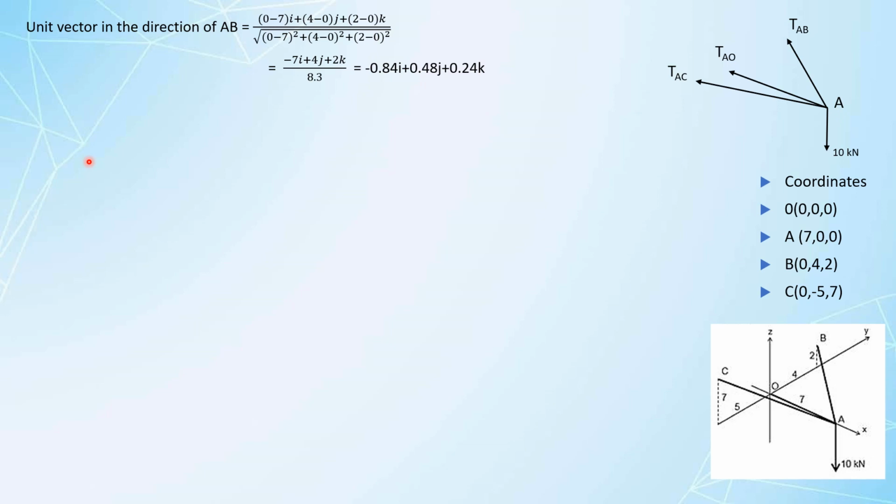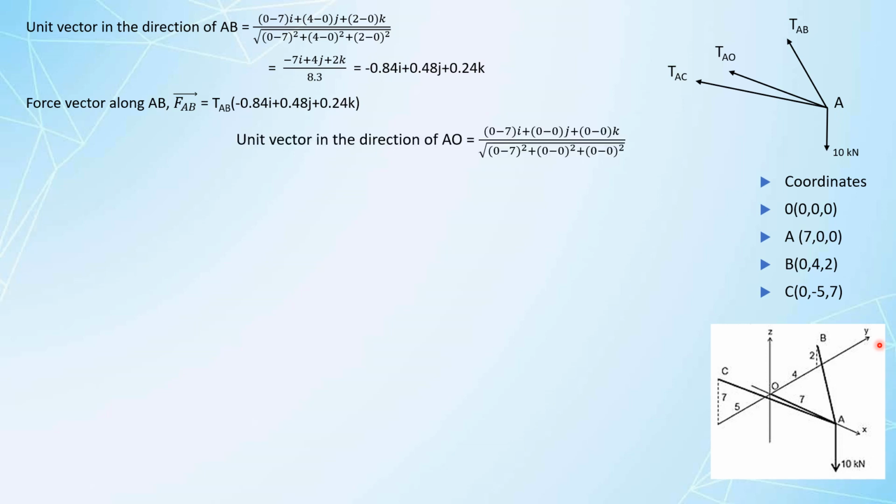And now how to write the force vector. Force vector is simply the magnitude of that force into the unit vector. So we have taken the magnitude of this force as TAB. This is what we need to find out. So this is the magnitude. So this magnitude into unit vector will give you the force vector. That is what is done over here. Force vector along AB, FAB, is given as TAB, the magnitude of this tensile force, into unit vector in that direction, which is already found out over here. So this is one of the forces.